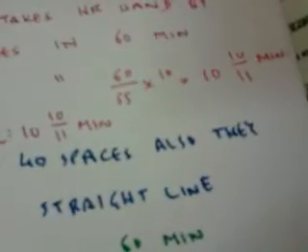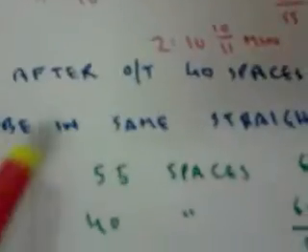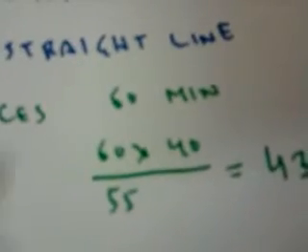After overtaking 40 spaces, they will also be in the same straight line. Now the minute hand overtakes the hour hand by 55 spaces in 60 minutes. So by 40 spaces, in the unitary method, 60 by 55 into 40, 43 7 by 11 minutes. That means at 43 7 by 11 minutes past 2 o'clock, the two hands will be in the same straight line. I hope the answer is clear. Cheers.